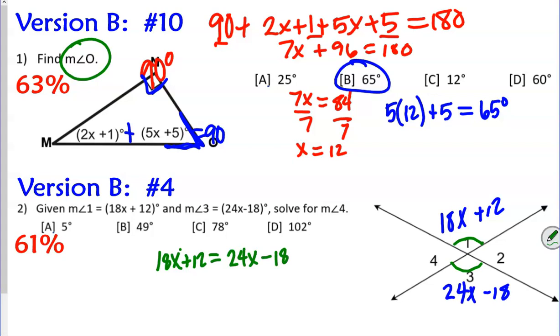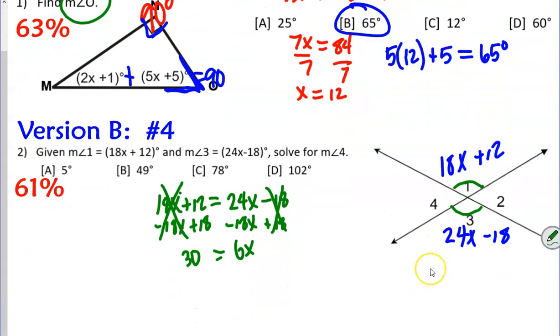Okay, so what we're going to do, because those are congruent, we're going to set those two angles equal to each other. So we have 18x plus 12, and that's going to be equal to 24x minus 18. So we're going to subtract 18x from both sides, right? So that's now gone from there, and we have 6x over here. And we're going to add 18 to both sides. So now that 18's gone from there, and this is equal to 30. So now we divide both sides by 6. So x is equal to 5.